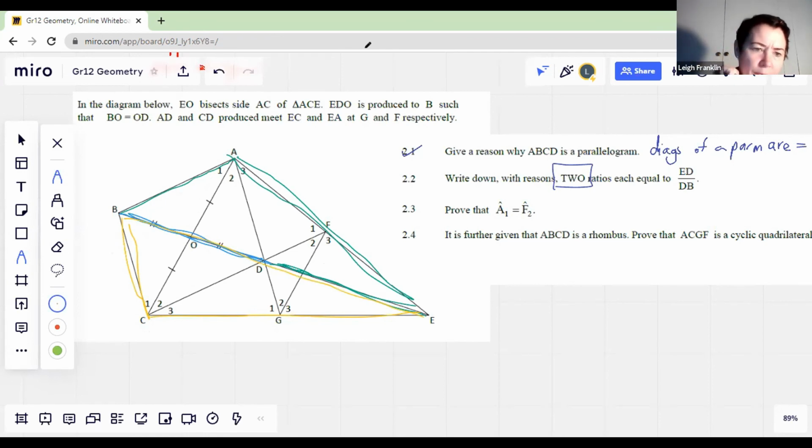First of all, before we carry on, in question 2.1 they told us that ABCD was a parallelogram. So that means that this side over here is parallel to that side over there, and it also means that this line over here is parallel to this line over here. So ED over DB.